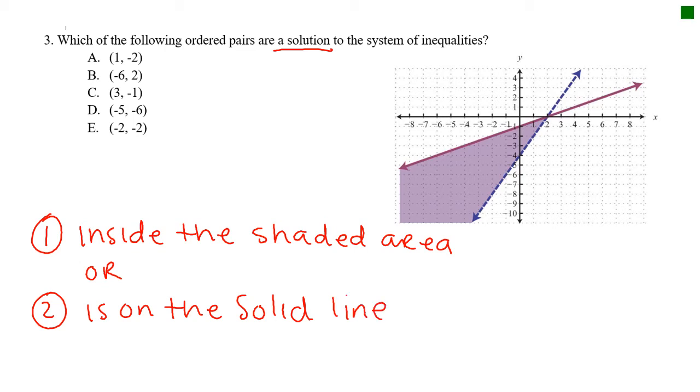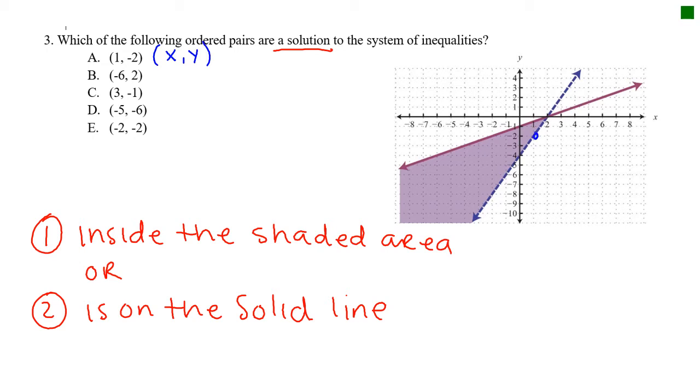If it's on the dotted or dashed line, however you want to call it, that's not going to have a solution. It's only when it's inside the shaded area or on a solid line. So all you have to do is plug in my points, all right? Plug in my points. So that's what I'm doing. I'm going to plug in my points, and we should know that any coordinate point is going to be x and y. So the first one is 1 and -2.